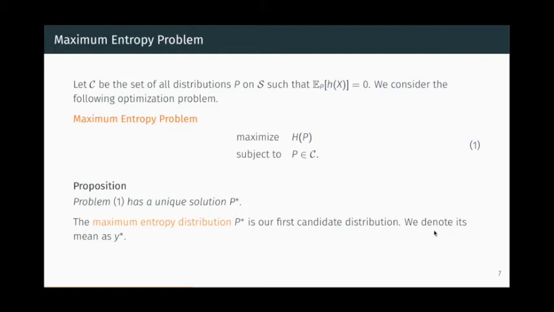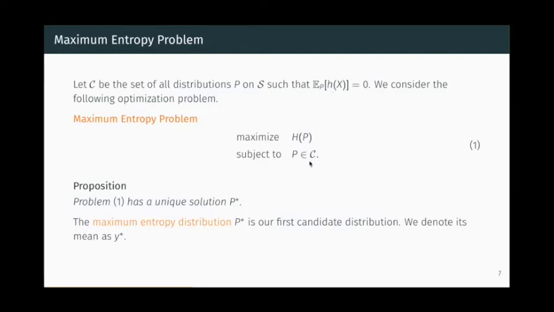So now we define our maximum entropy problem. If you recall, we're interested in sampling points that satisfy the linear constraint Hx equal to 0. But since now we're talking about distributions, we're going to impose those restrictions in expectation. So we define C to be the set of distributions P on S that satisfy the linear constraint in expectation. And we consider the following problem. We're going to maximize the entropy subject to P satisfying the linear constraint in expectation.